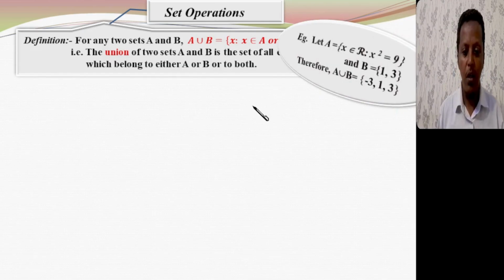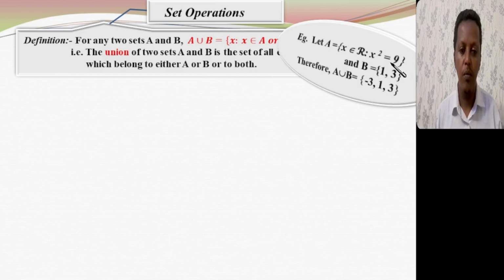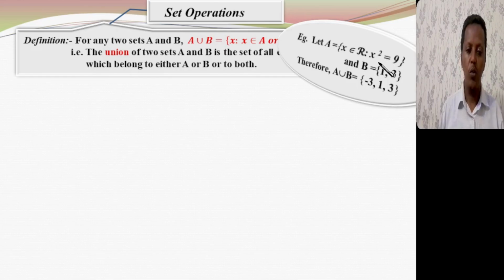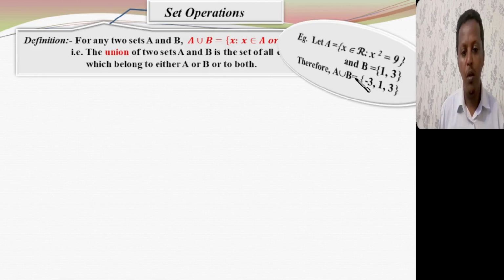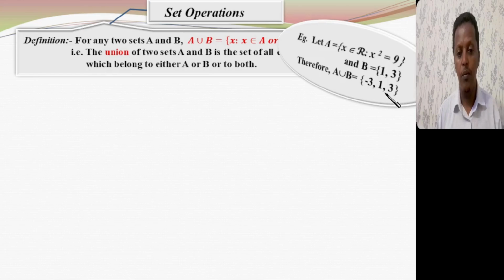Now let's take an example. Considering set A, real numbers where the real number squared equals 9. So set A contains plus or minus 3, and set B contains 1, 3. So A union B will contain what? Minus 3, 1, and 3. You can easily get the union of two sets.